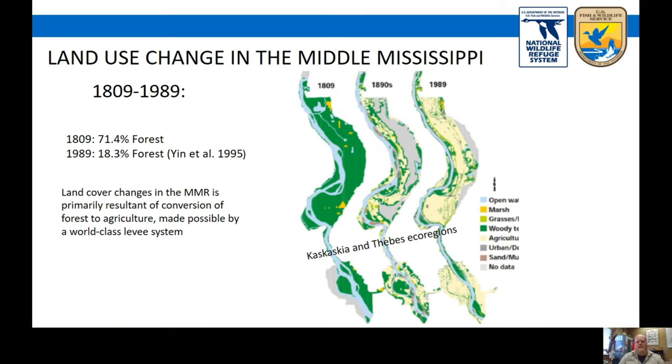the land use change in the Middle Mississippi in the last 200 years. Based on the General Land Office surveys, Yin et al. in 1995 published a study depicting a 53% decrease in the forest cover in the Middle Mississippi River corridor. These land cover changes in the Middle Mississippi are primarily a result of conversion of forest to agriculture, made possible by a world-class levee system.